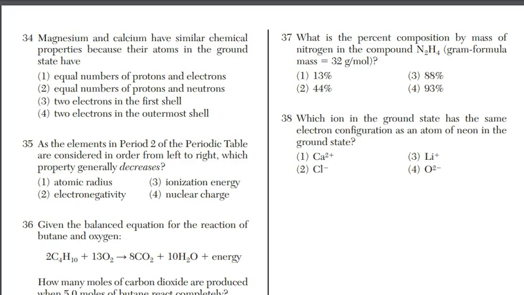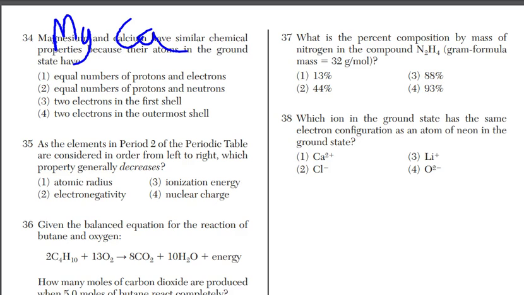Here, magnesium and calcium have similar chemical properties because their atoms in the ground state have... Well, you want to look this up on the periodic table. Make sure you know where magnesium and calcium are. Of course, they don't give you the symbols. The periodic table only has the symbols. Reference Table S, you can always double check the symbols. It's Mg and Ca. Now, you're looking at atoms in the ground state, and what do they always have?